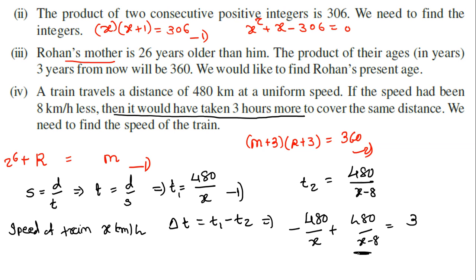If I come to your home with 100 speed, and if I come to your home with 50 kilometer speed, 50 kilometer speed is less, so the time consumed will be more. From the more time, if you reduce the less time, then you will get a positive difference. So you have to write this is the first term, 480 upon x minus 8, minus 480 upon x, this is the second term, is equal to 3.